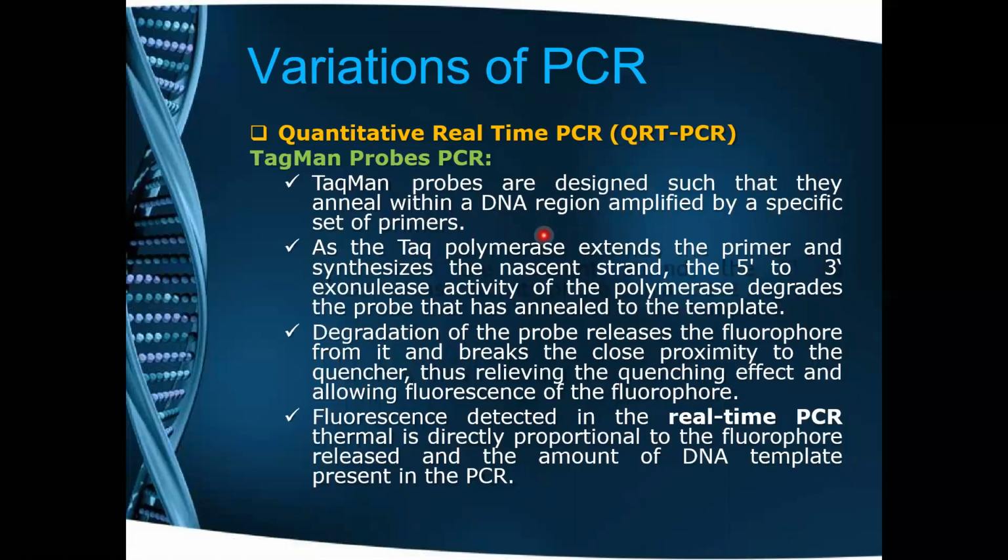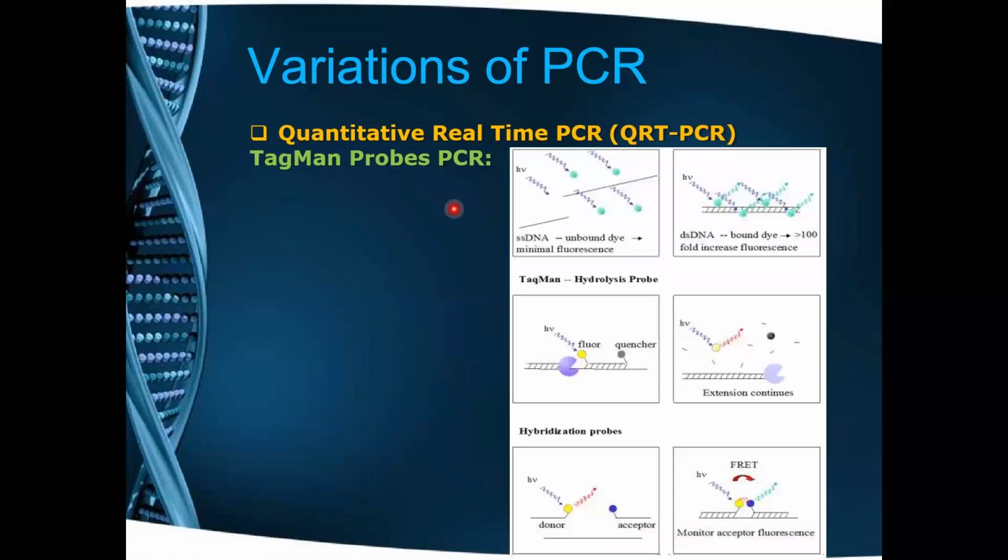Taqman probes are designed such that they anneal within a DNA region amplified by a set of primers. That means, see, this is the pictorial depiction of Taqman probe. Taqman probe কী হচ্ছে? See, these are single-stranded DNA, unbound dye, minimal fluorescence. What is happening? This is single-stranded DNA. এগুলো কিন্তু এখনো DNA গুলো synthesis start হয়নি. This is the template DNA.